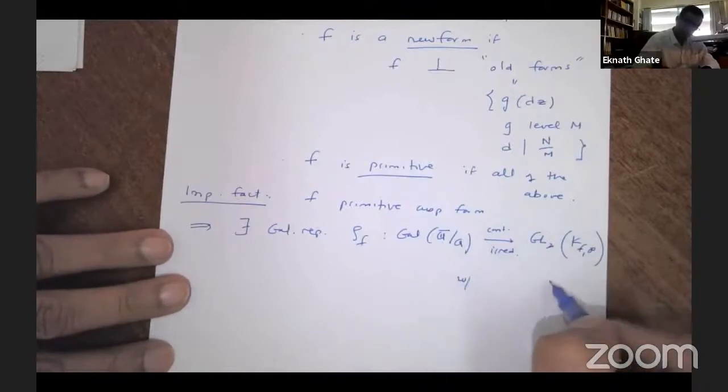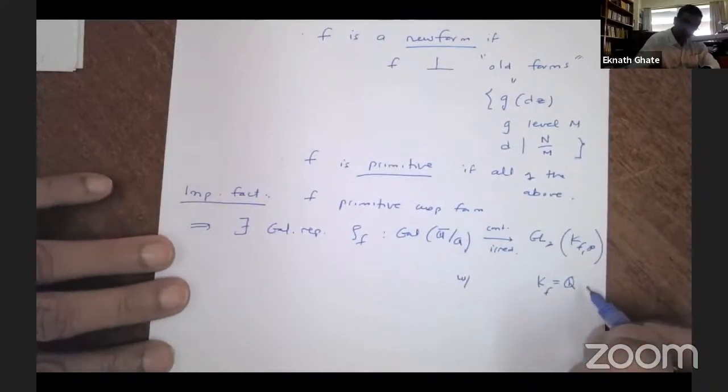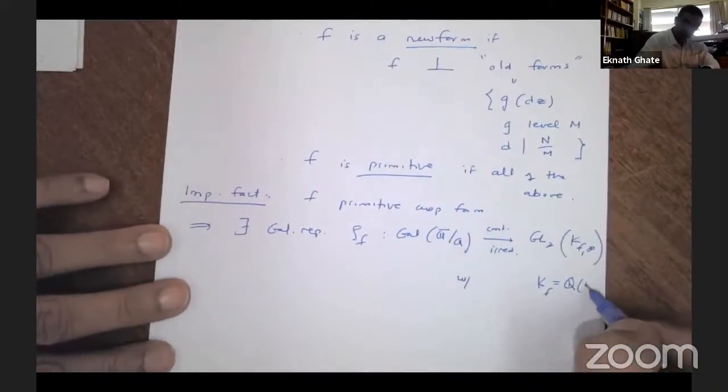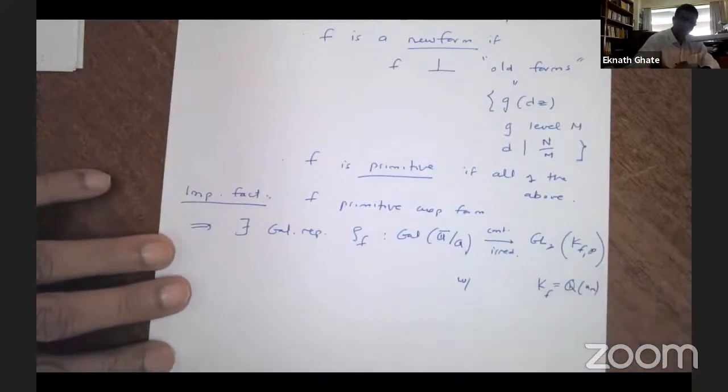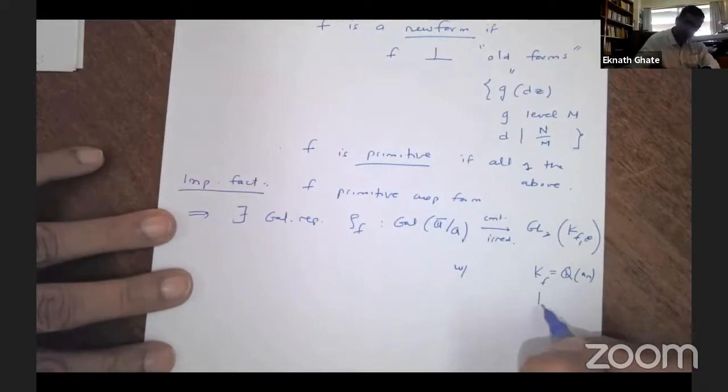So here, what is this K_f? K_f is a primitive form. So in this case of a primitive form, all the Fourier coefficients, these a_n, are called Fourier coefficients, they're really Taylor coefficients, but for some reason they're called Fourier coefficients. When you tack them onto Q, even though there are infinitely many of them, they still generate a finite extension of Q. So it's a number field.